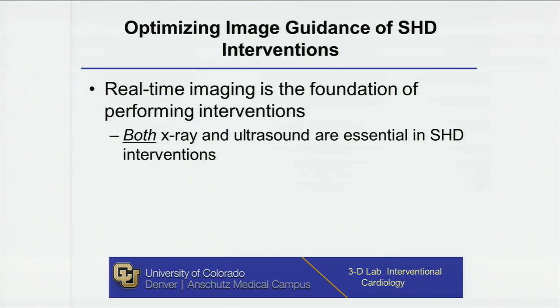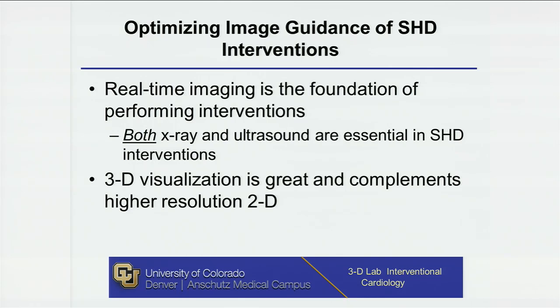Optimizing image guidance for structural heart disease certainly involves real-time imaging. You don't go down and review images later. You're actually acquiring them, interpreting them, and acting on them in real time, and that's where both X-ray and ultrasound are essential for structural heart disease interventions. And we've seen this transition to 3D visualization with ultrasound particularly, which complements 2D and is not an alternative or replacement technology. But this is where we're at right now in terms of image guidance and structural heart disease. Where do we want to go next? What needs might we have?